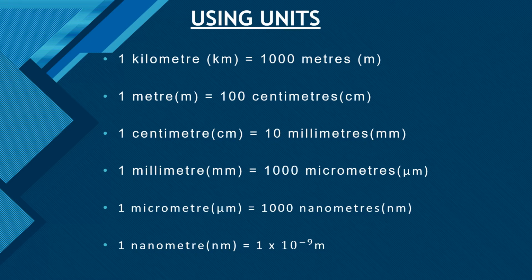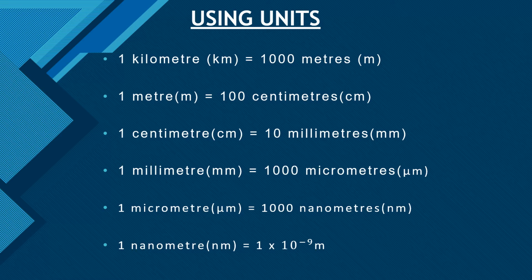Using units, please make note of all these 5 conversions, plus how you convert 1 nanometer into standard form, because in GCSE maths and science standard form is highly used and is really prevalent. So please make note that 1 nanometer equals 1 multiplied by 10 to the power of -9 meters, and these should be fairly straightforward. You can make notes.